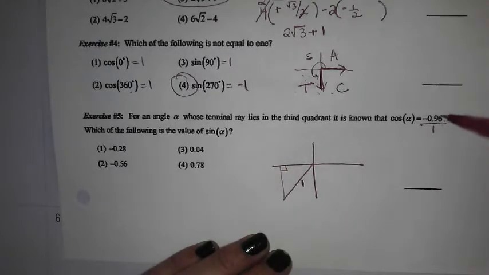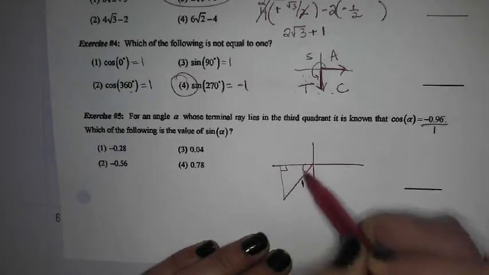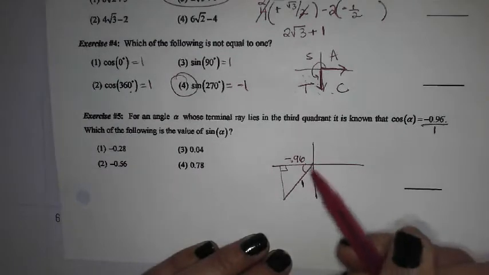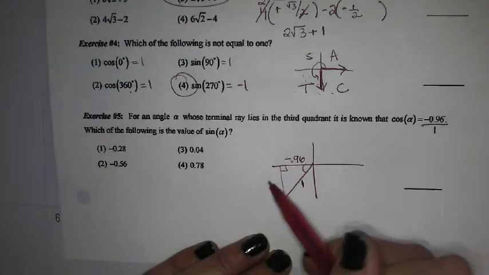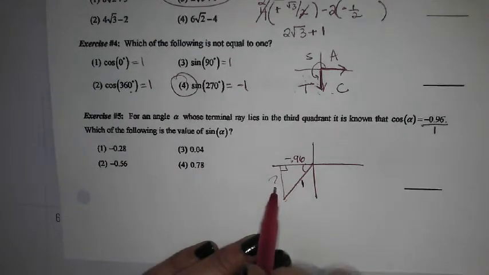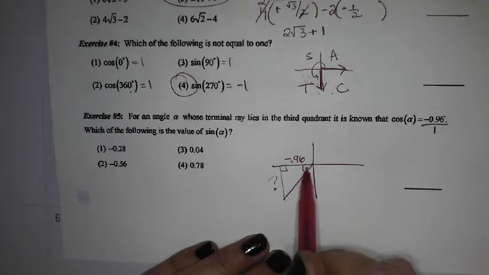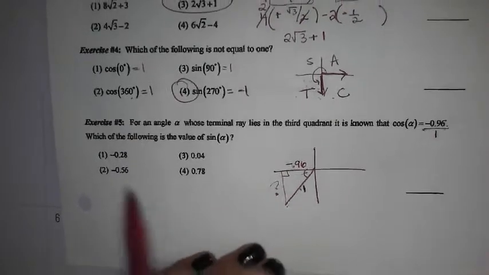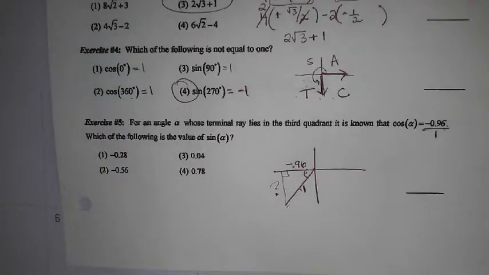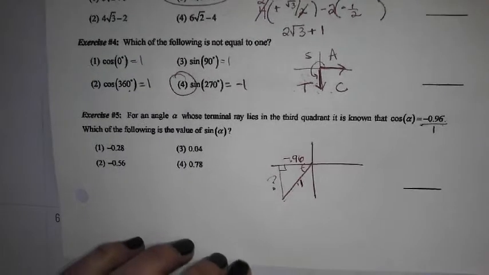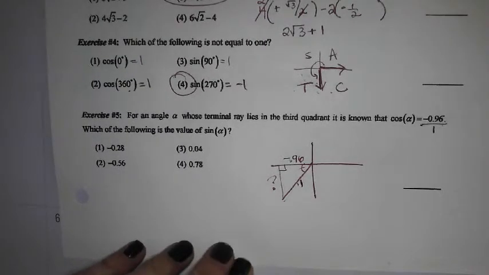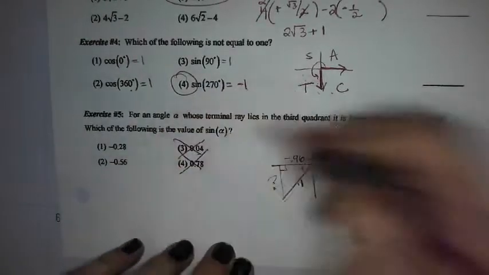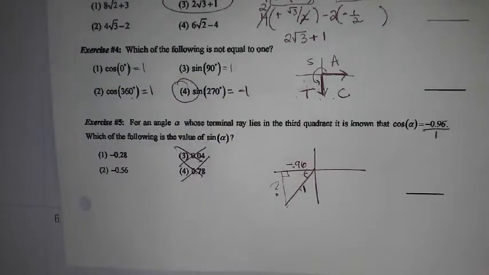So this is the adjacent, which would be here, negative 0.96 over hypotenuse. And then how would we find this? Pythagorean theorem, and then sine would be opposite over hypotenuse. Which two can you eliminate without doing any work at all? John? 3 and 4, because they're positive, and we know this should be negative. And then the Pythagorean theorem will get the rest of that for you. Okay?